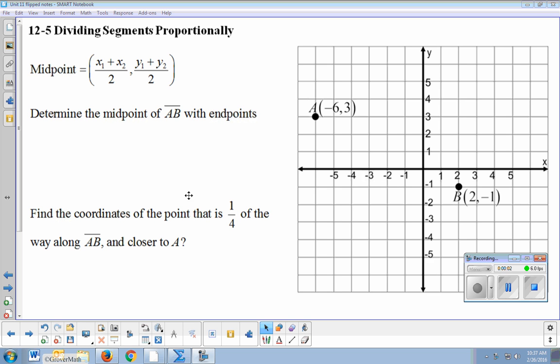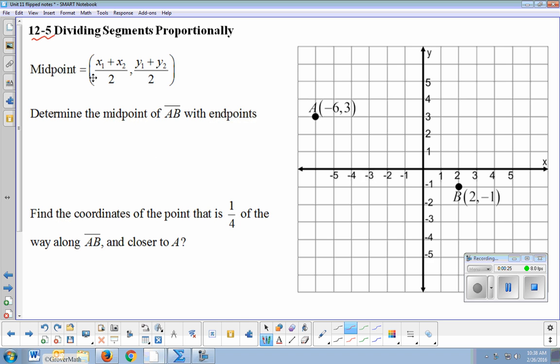Geometry, Unit 12, Section 5, dividing segments proportionally. Depending on what year you're watching this video, this may no longer be 12.5, but it is dividing segments proportionally. I may move this section over to Chapter 11, so that might be incorrect for you, but dividing segments proportionally.